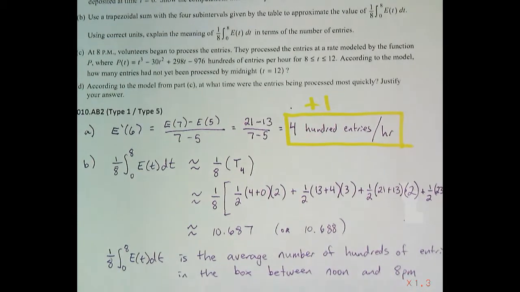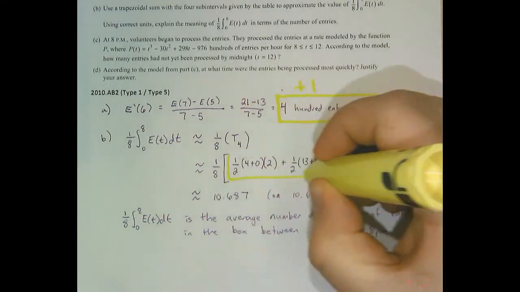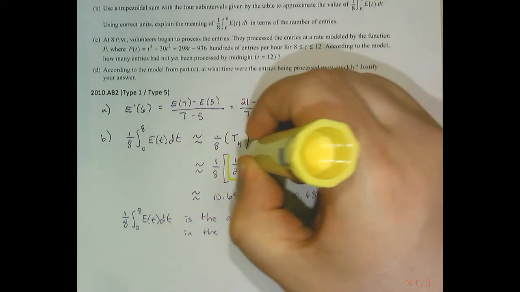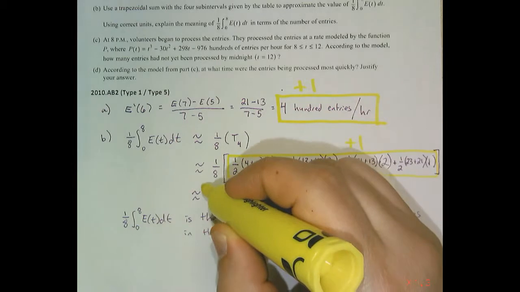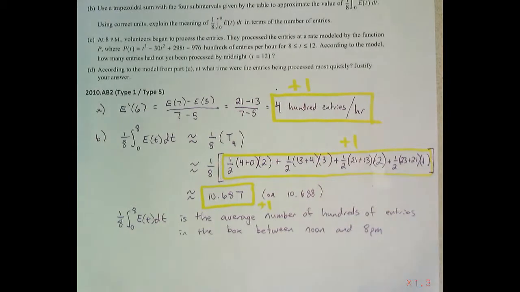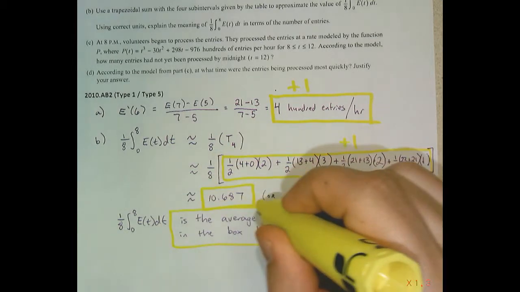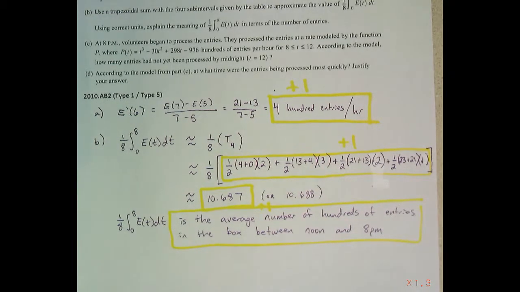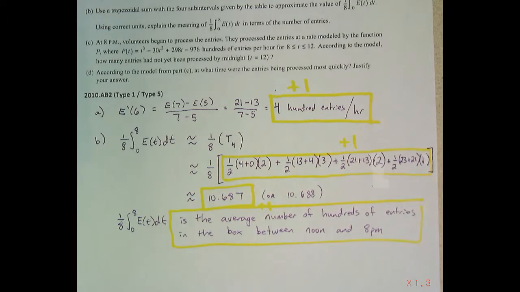Okay. So this is worth 3 points. You get your first point if you have the trapezoidal sum, which I've written in right there. Then if you remember to multiply it by 1/8 to come up with the value of what you're trying to approximate, that's your second point. And then your third point comes from the meaning. So this meaning right here, average number of hundreds of entries in the box between noon and 8. And remember, you need to specify the interval of time to get that full meaning put in there. So 3 points.